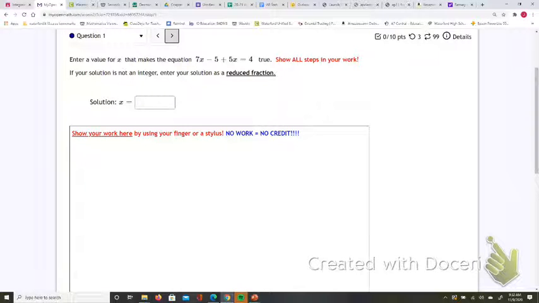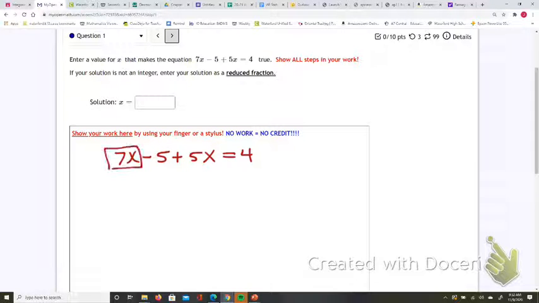So this is the notes for lesson 11A in Unit 2. The first thing that you're going to want to do is write down the problem. So we have 7x minus 5 plus 5x equals 4. You're probably going to want to pause this video every now and then and go write everything down in MyOpenMath. The next step is to combine your like terms.